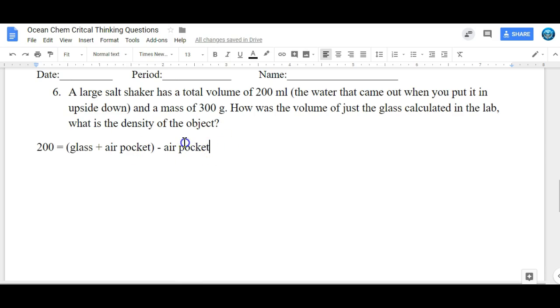Like, you have to tell me. You can't just tell me subtract the air pocket. How do you do that in the lab? How do you account for the air pocket? And then whatever this is equal to is the glass. Now, I'm not asking you to come up with an actual number for the air pocket. I'm just asking you, how do you do this problem in the lab? So hopefully that helps you out, and just be ready to go for the critical thinking questions.